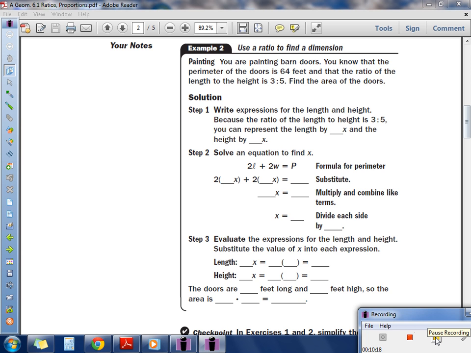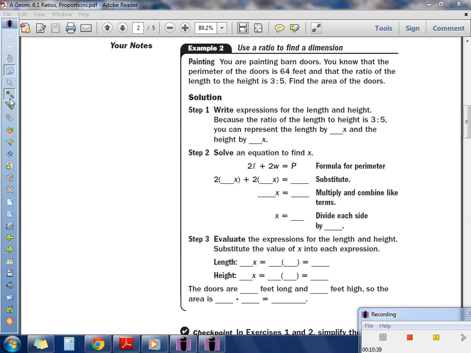Example 2 is way different from what we've been doing. So this is different. So change your mindset, start new. It says painting. You're painting barn doors. You know that the perimeter of the door is 64 feet and that the ratio of the length to the height is 3 to 5. Find the area of the doors.